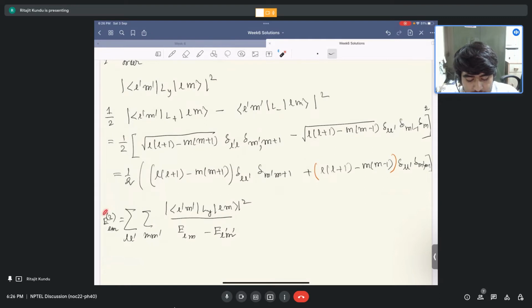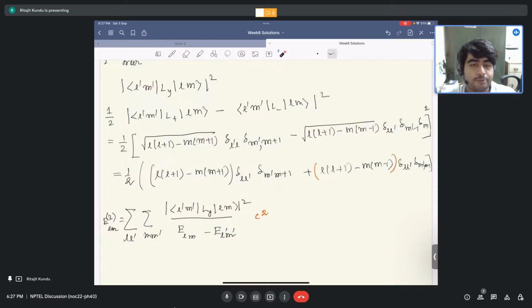So now let's write the perturbation expression. E with 2 in the bracket in the power means it is the second order correction, and LM means we are talking about the correction to the LM state. There is one additional C square because this is second order perturbation. This is my off diagonal element of the matrix, divided by ELM minus EL prime M prime.